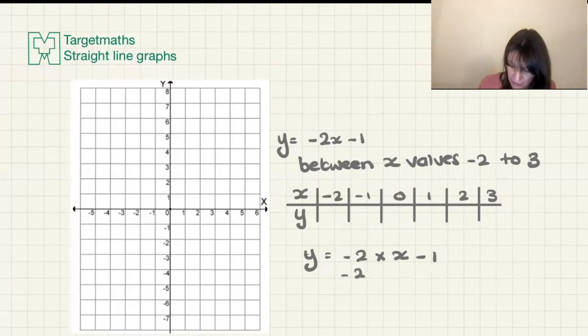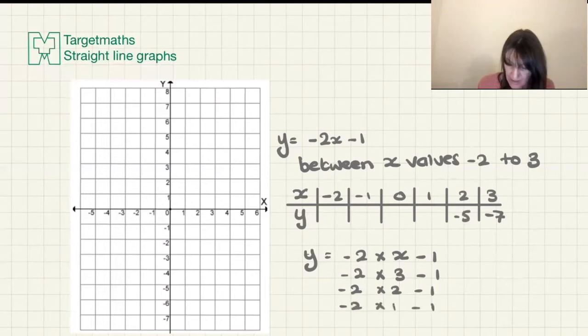I've got minus 2 times 3, and then I've got to minus 1. So minus 2 times 3 is minus 6. Minus 6 minus 1 is minus 7. So minus 2 times 2 minus 1. Minus 2 times 2 is minus 4. Minus 4 minus 1 is minus 5. Minus 2 times 1 minus 1. So minus 2 times 1 is minus 2. Minus 2 minus 1 is minus 3.